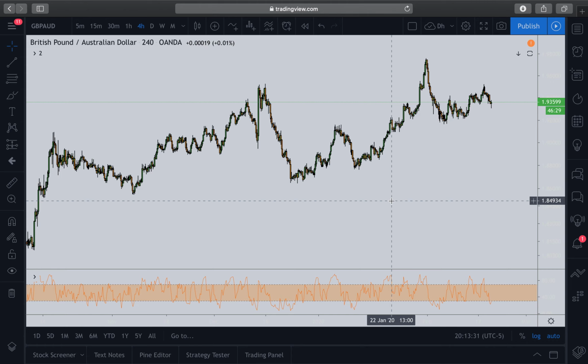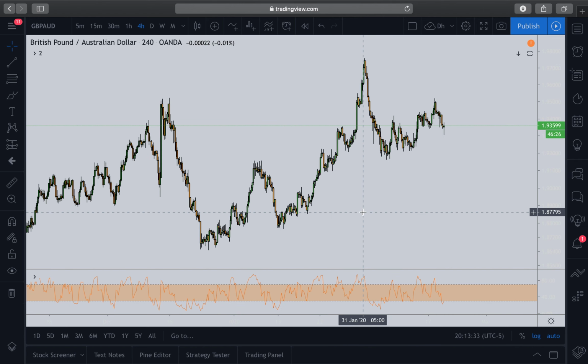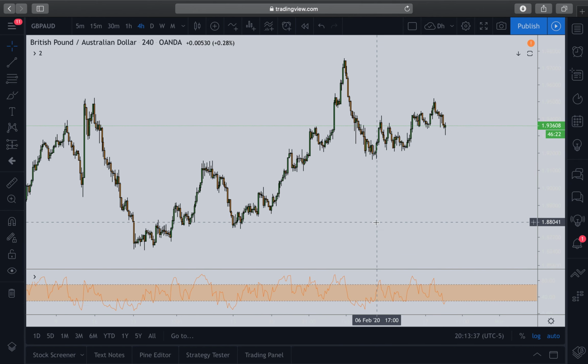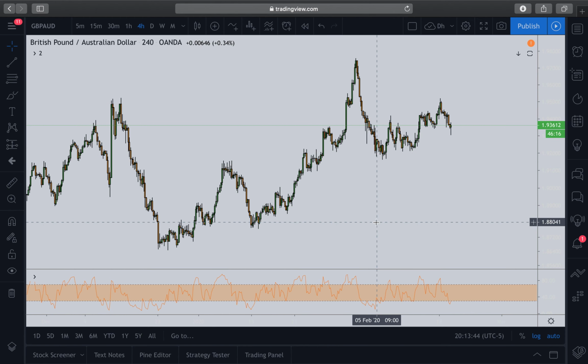But let's go ahead and jump into it, all right? So divergence, right? Like I said, there's two types of divergences in the market. You have bullish and bearish divergence. And what I want to do is kind of identify what it is and how it works.